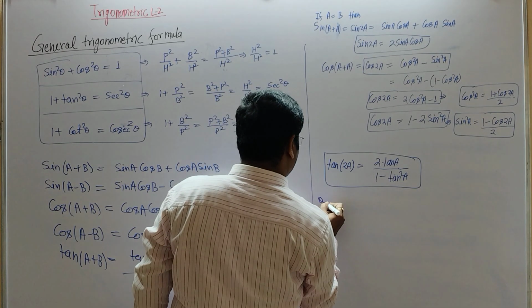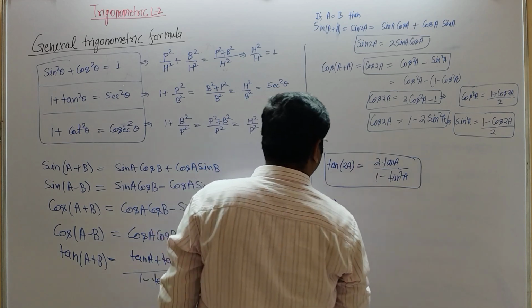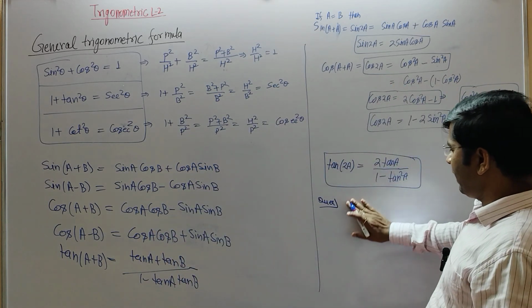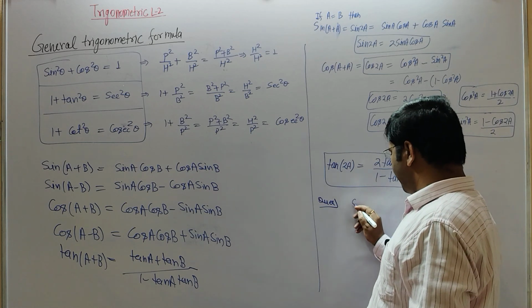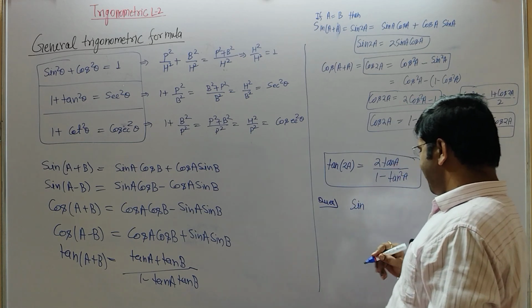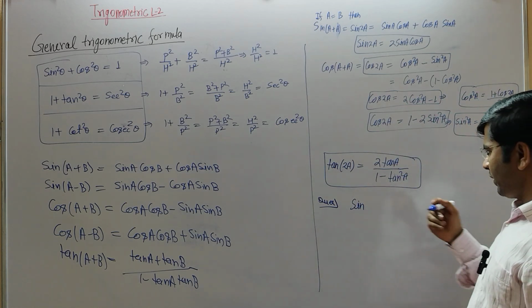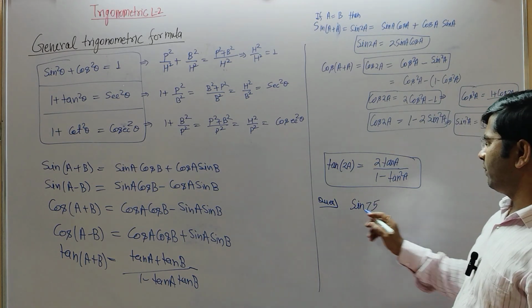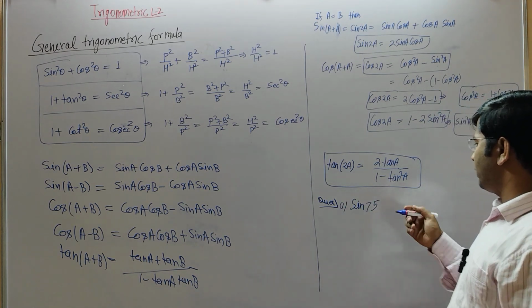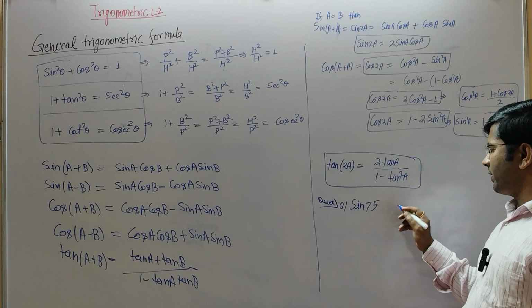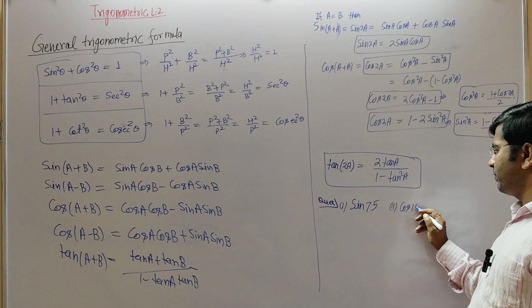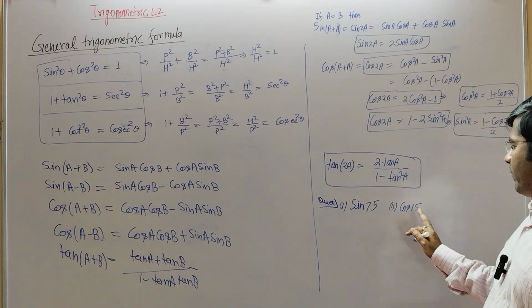If you want to find an angle, like I'm giving you sin 75, find the value of sin 75. That is the first one. Second, let me give you cos 15. Both values will be the same.